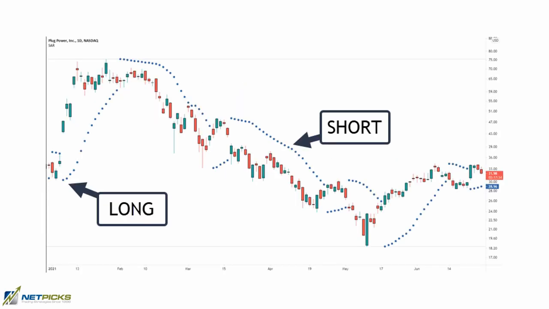Now the SAR stands for stop and reverse. It's shown by a series of dots, as you can see, above and below the price. So it's really designed for traders that are always either long or short in the market. So if the parabolic SAR is plotting dots below the price, well, price is in an uptrend. If plotting above the price, we're going to consider price being in a downtrend.